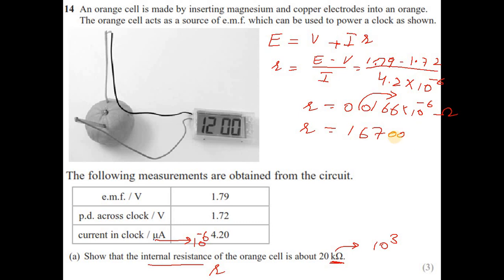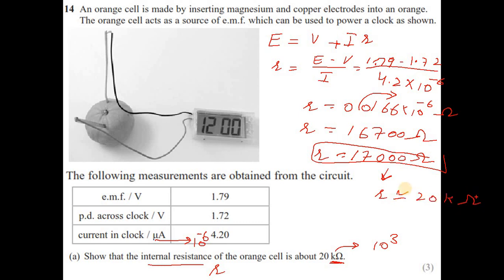So you can shift the decimal and make it like 16,700 ohm, and then you can write it as around 17,000 ohm, and of course that is approximately equal to 20 kilo ohm. So your answer is 17,000, or later on you can write r is about 20 kilo ohm.